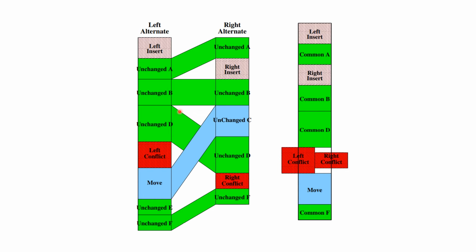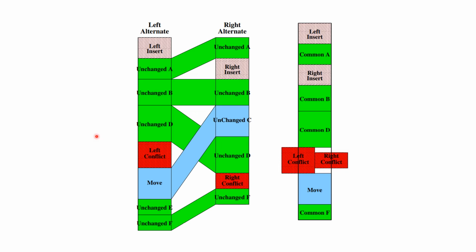In this figure, the left alternate and right alternate are shown, and then the output is shown in this figure. If we observe, when there are two common attributes in the left alternate and right alternate, they are merged into a single attribute. Where we can observe that we have unchanged A in the left alternate, and in the right alternate we have unchanged A. It is merged into the single attribute.